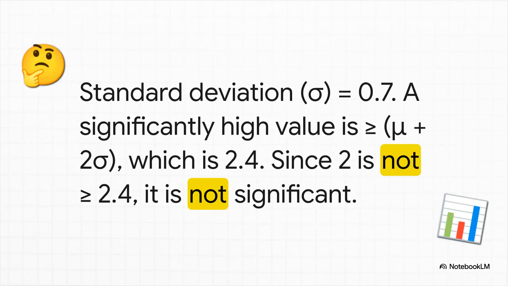Let's try it out. For our 2 births example, we'll need the standard deviation, which is just a measure of how spread out the data is. In this case, it's 0.7. So to find our significantly high cutoff, we take the mean, which is 1.0, and add 2 times that standard deviation. That gives us 2.4. Since getting 2 females isn't more than 2.4, we'd say it's not a statistically unusual event.